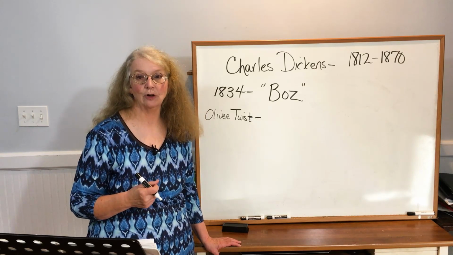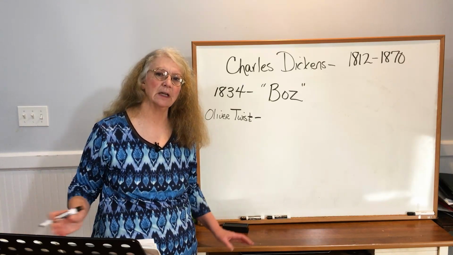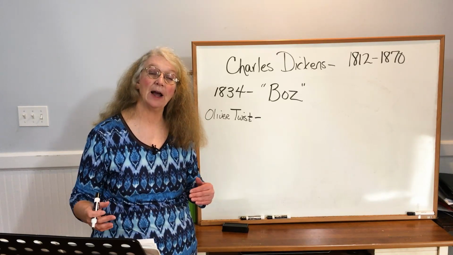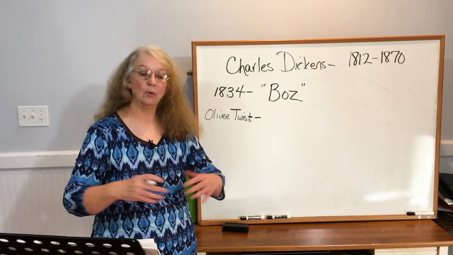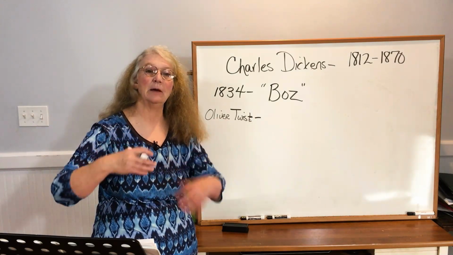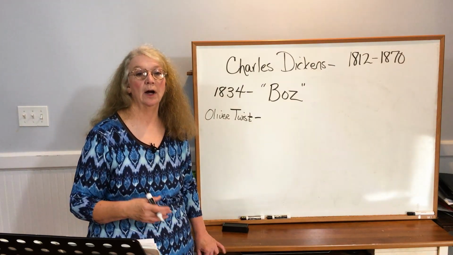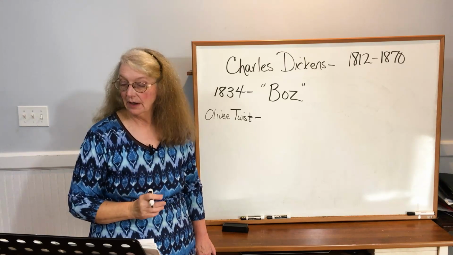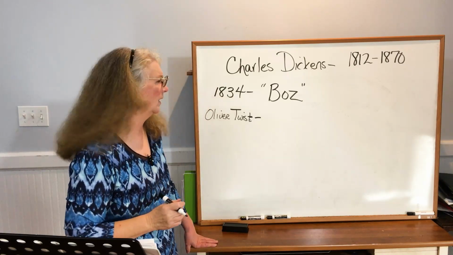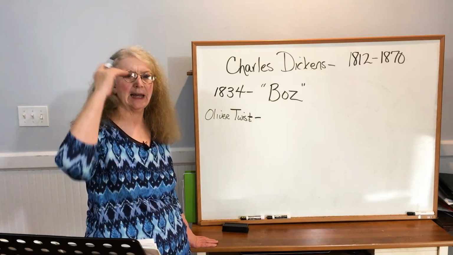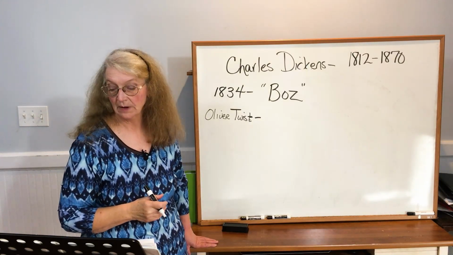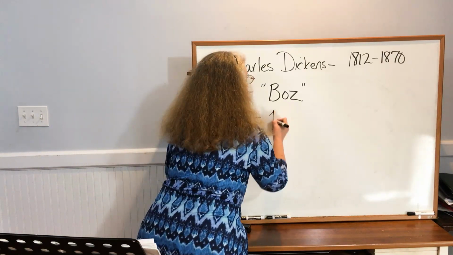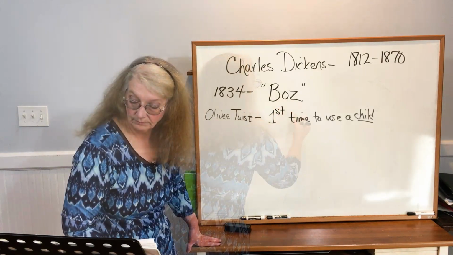Fagin is a scoundrel, and he has a whole group of boys around him that he takes care of, and he teaches them how to pick pockets and to rob. And they bring everything they get back to him, and he feeds and takes care of them, and lives in this garret up at the top of an old nasty house. So Fagin is another character that is very, very famous. He's probably second, right behind Scrooge. But Oliver Twist, like I said, is the first time that they use a child.